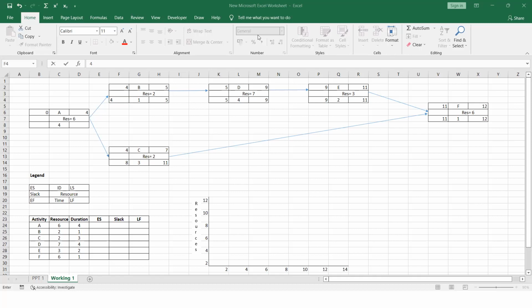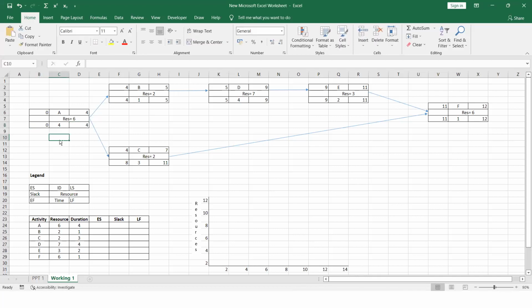Very good. Nipuni is the only one responding for me, right? So between the 4 and 8, right. Thank you very much for responding. So between 4 and 8, as we are doing the backward pass calculation, you have to get the lowest value, that is 4, right? After getting that 4, deducting again 4 means 0 early finish time, right?